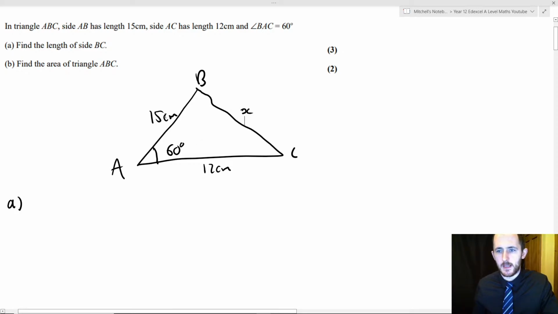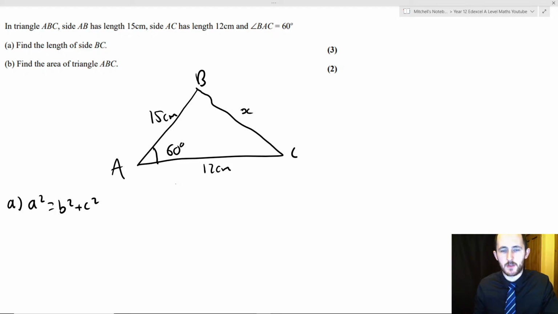Okay. And as you can see, we have two sides and the angle between them. So to work out the opposite side to the angle, we're going to be using the cosine rule. As a reminder, so far all I've done is literally just started. This is the first question. We've just drawn out the diagram and labelled the sides.